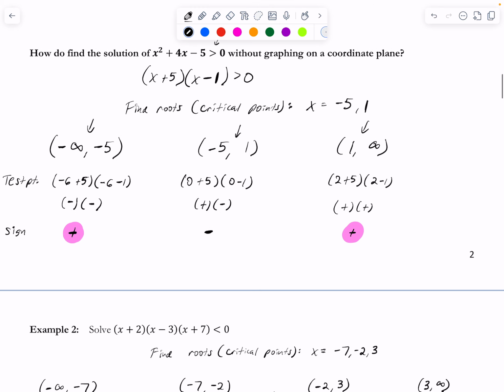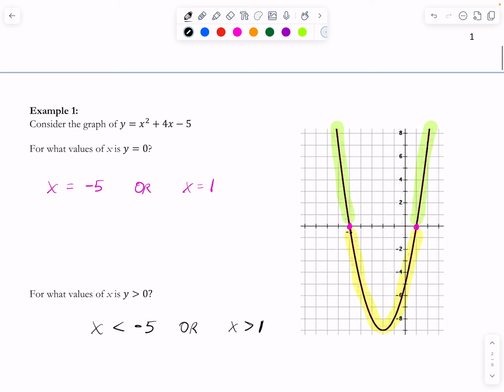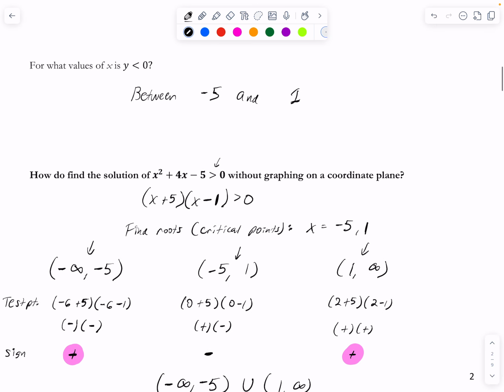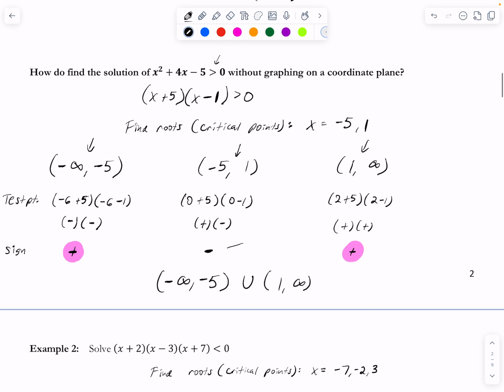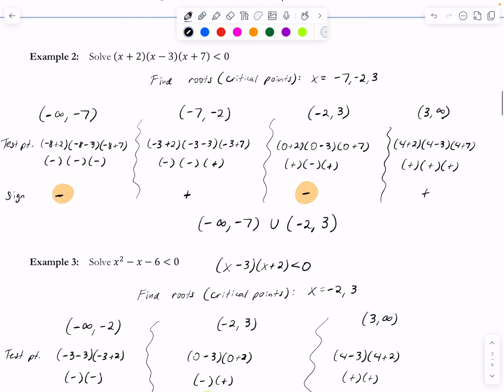So where are the solutions to this inequality? They're from -infinity to -5, or from 1 to infinity, which, when I scroll back up to the graph, I think you'll see is where the y values were above the x-axis. The only difference, if they had made this less than 0, would be that this negative interval is what I would care about, and my answer would have been -5 to +1.